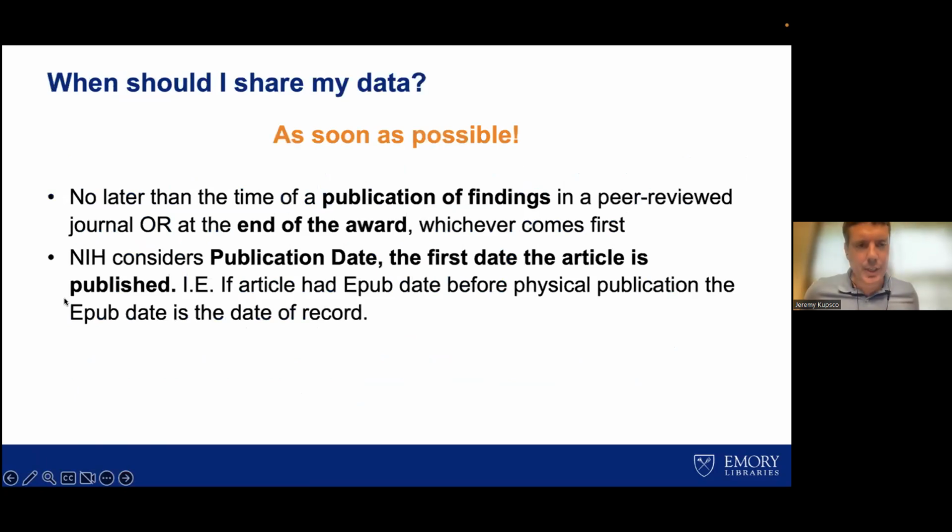And again, when should you share your data? As soon as possible. So again, at the time of the publication in a peer-reviewed journal, or at the end of the award, if it meets the requirements of not being preliminary. And just an aside, the NIH considers the publication date the first date the article is published. This is a little bit different than what they consider for the public access policy, where you have to share your journal articles. For that one, the physical publication date is the one of record. For this one, the e-publication date would be the date of record if that's before the physical publication date.